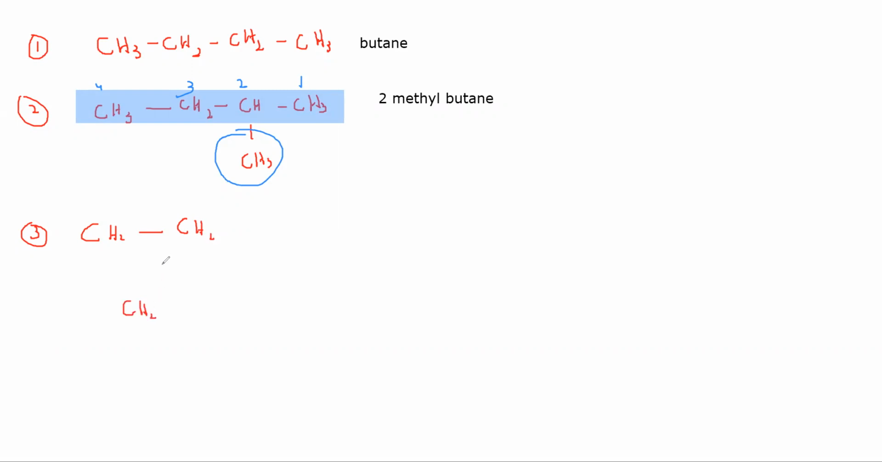What is the name of this compound? Yes, cyclopropane. Because it is a ring, that's why we use the term cyclo. And prop, because there are 3 carbon atoms and they have a single bond, so it's cyclopropane.